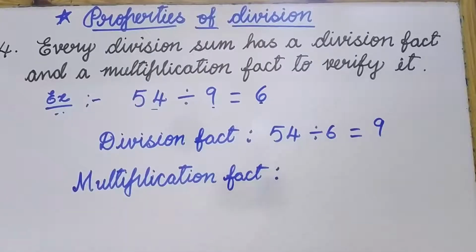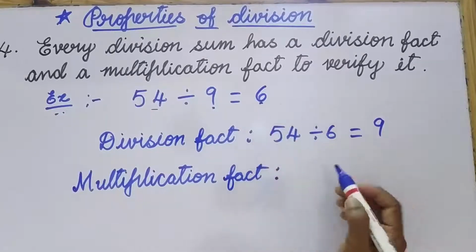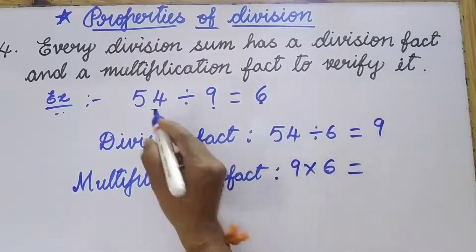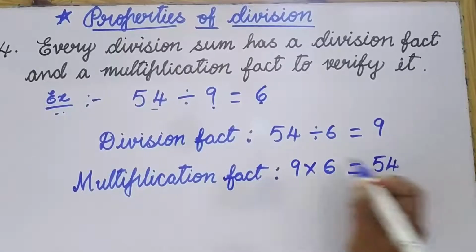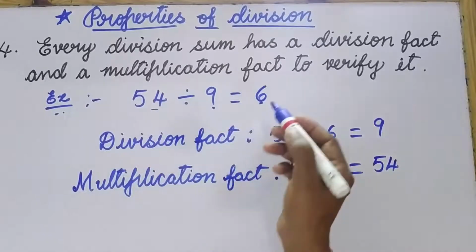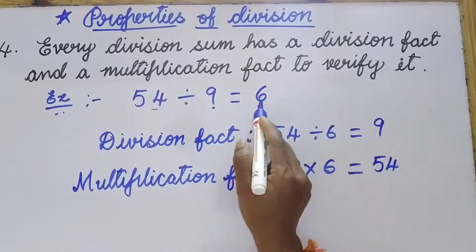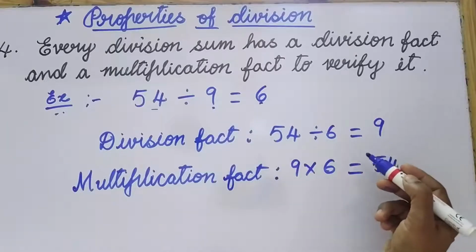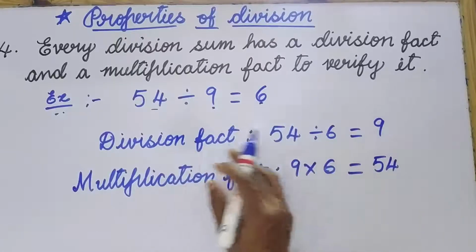What about the multiplication fact? Yes, if we multiply divisor and quotient, 9 into 6, we should get the dividend. 9 sixes are, yes, 54. So the sum, whatever was solved, is correct. To verify the answer, to verify the sum, we can check with this property, and it will be verified and we can correct the problem.